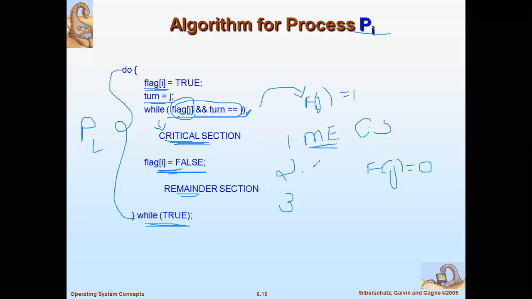The second one is progress. Here we have seen that the two processes are very selfless. Even if they wish to enter their critical section, they will always ask the other process if it is also interested to enter its critical section. This is how they ask each other, and then they enter their critical section. So Pi will allow the progress of Pj, and Pj will always allow the progress of Pi. So progress is also satisfied here.